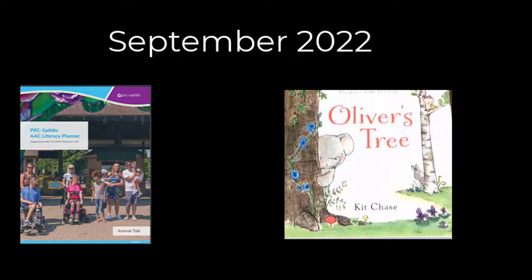Welcome to this month's Read Aloud story from the PRC-Saltillo AAC Literacy Planner. This month's story is called Oliver's Tree, written by Kit Chase.